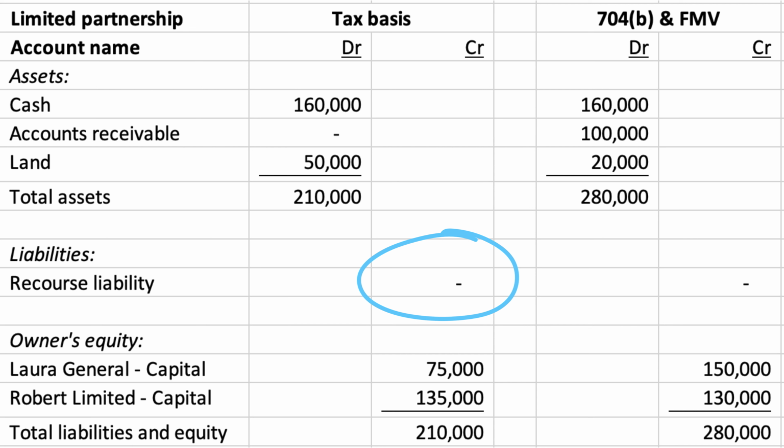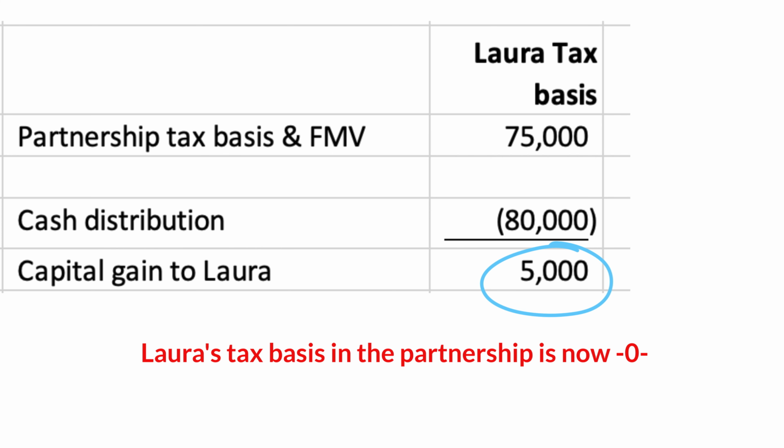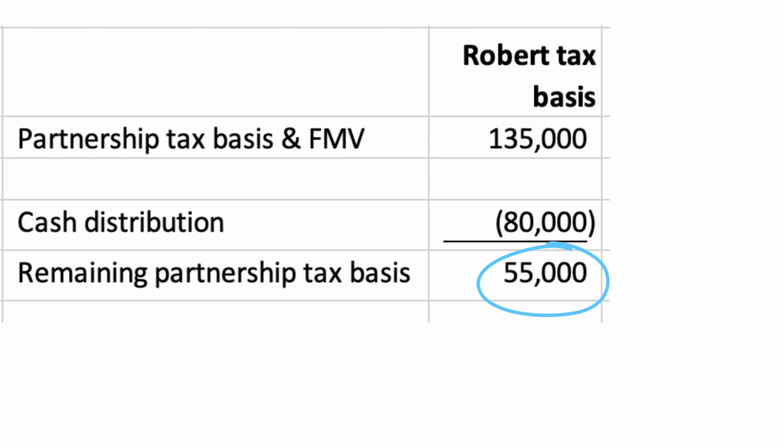Again, IRC Section 732 tells us to distribute assets in the following order: first cash, then ordinary income assets, and finally all remaining assets. So first, both partners receive an $80,000 cash distribution. Laura receives a cash distribution that is $5,000 greater than the tax basis of her partnership interest. She recognizes $5,000 of capital gain income, and her outside basis in the partnership is zero. Robert's cash distribution reduces his tax basis in the partnership to $55,000.